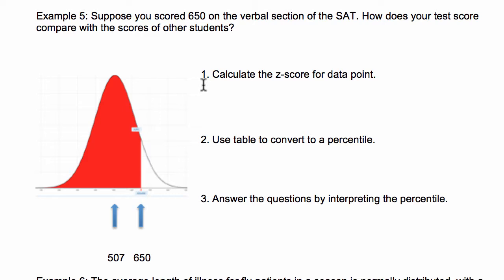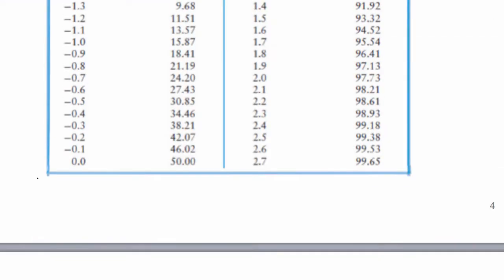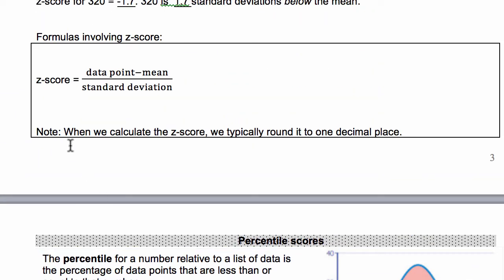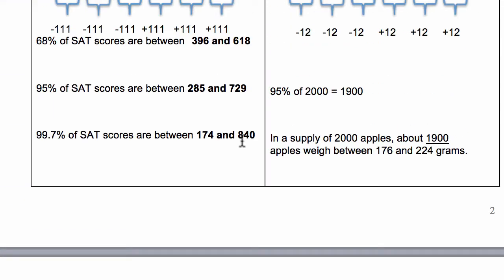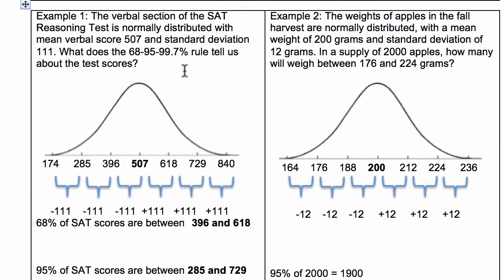Step 1. Calculate the z-score for the data point. Recall, the formula for the z-score is as follows. Z-score equals data point minus mean divided by the standard deviation. Our data point is 650, and you might recall that our mean is 507. In fact, both the mean and the standard deviation were given in example 1, which reads: the verbal section of the SAT reasoning test is normally distributed with mean score 507 and standard deviation 111.